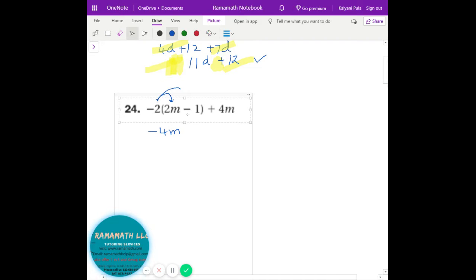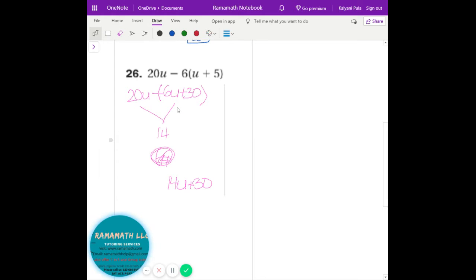Distribute this one. Negative times negative is a positive 2 plus 4m. Agree? Now when I look at this one, I see the like terms: negative 4m and then positive 4m. So basically, your mom gave you $4 and then took $4 away. So you have a 0 right there. That means they cross out basically. You don't need to write it. You can write a 0m, but again, it's basically 0. So only the 2 is left. Does that make sense?